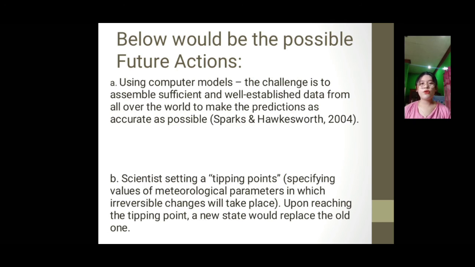So, there are two possible future actions. A. According to Sparks and Hawksworth 2004, using computer models, the challenge is to assemble sufficient and well-established data from all over the world to make the predictions as accurate as possible. B. Scientists set tipping points, specifying values of meteorological parameters at which irreversible changes will take place. Upon reaching the tipping point, a new state would replace the old one.